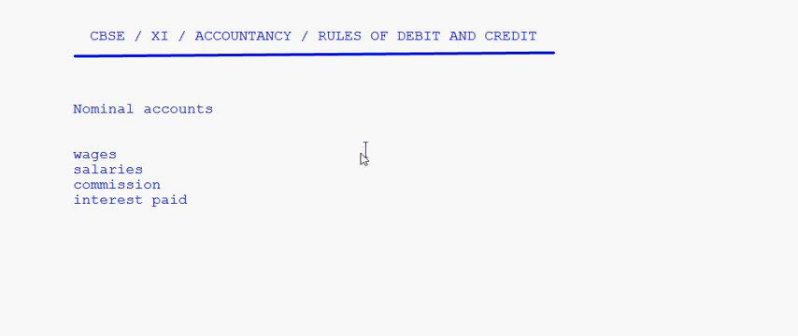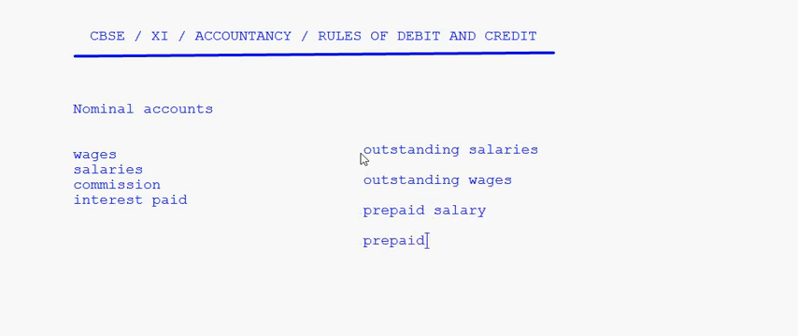Now, whenever I have something like outstanding salaries, outstanding wages, prepaid salary, prepaid insurance, all these are taken as personal account. These will fall into the category of personal account.